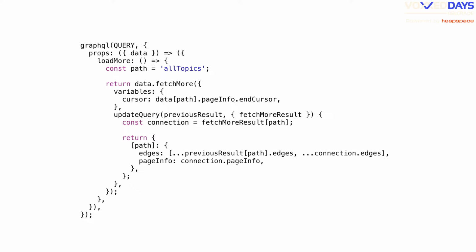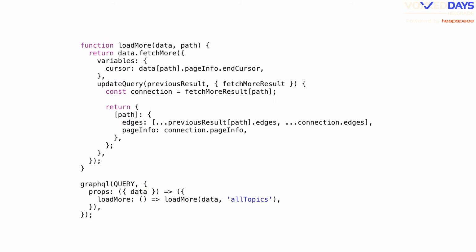Okay, that's cool. Let's extract it. Let's have something like load more, which has path, and it gets the data. And this bottom part actually is the same across all infinite callings we have. So I can actually have a function builder, which just gets a data and a path, and it gets me this load more function. And that's cool. I have it, and I just have that.